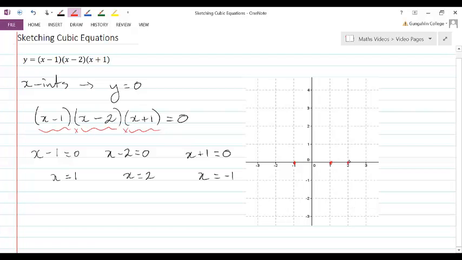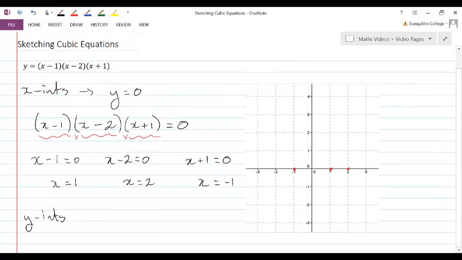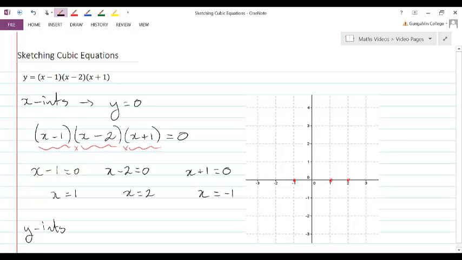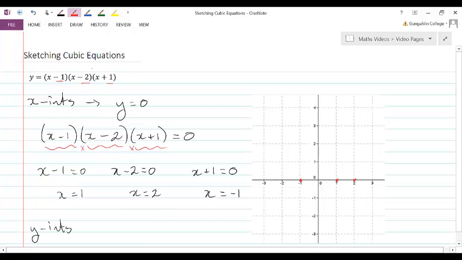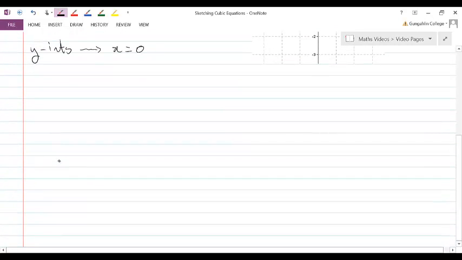x-intercepts, these 3 points. Now, to get the y-intercept, there's a number of ways I can do it. I could expand this and get the constant term. I could notice that the constant term will come just from the three constants in the brackets, so minus 1 times minus 2 times 1. It's one way of doing it. Or alternatively, if we're not sure, we can make this x equal to 0 and substitute that in.